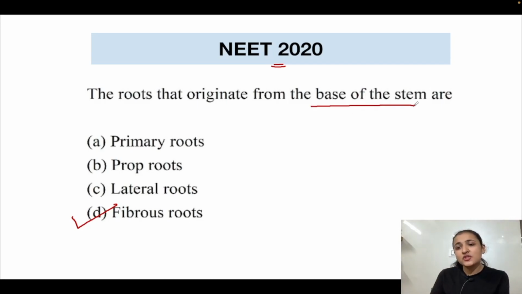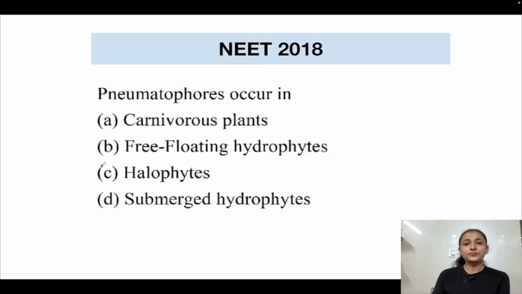So what is mentioned in the question? The roots that originate from the base of the stem are fibrous roots. Not primary roots, because primary roots arise from the radicle, not from the base of the stem. Not prop roots, because prop roots arise from the aerial part of the stem. They do not arise from the base of the stem. Not lateral roots, because lateral roots arise from the primary root. So the correct answer is option D, fibrous roots.